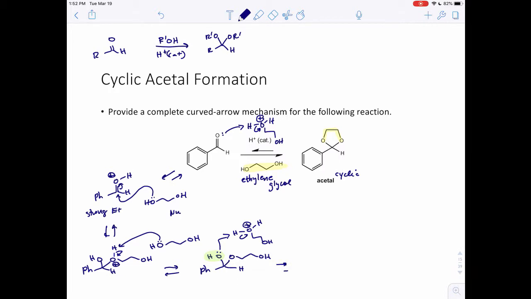That's going to generate this protonated hemiacetal, but this time water is protonated and we have made a good leaving group. So from here, water is going to leave, but again, it doesn't exactly happen by itself. This lone pair on oxygen pushes it off, right? This is the lone pair push.